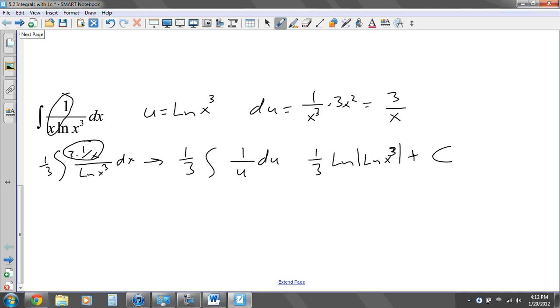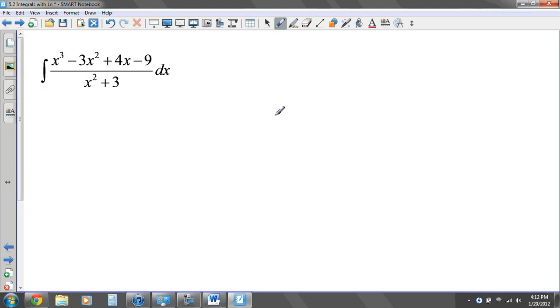There's another process that you might run into. Okay, so if you have something like this, you might be thinking that maybe you want to make the top u. Well, if the top is u, then our du would be the derivative of the top, which would be 3x squared minus 3x plus 4, and we're not going to have that anywhere in here, so that's not going to work.